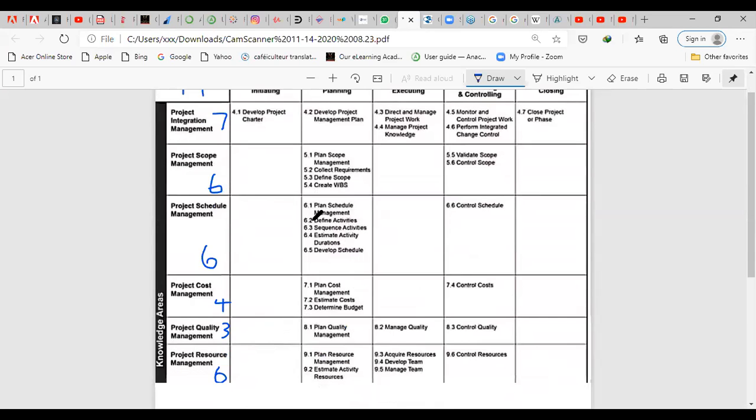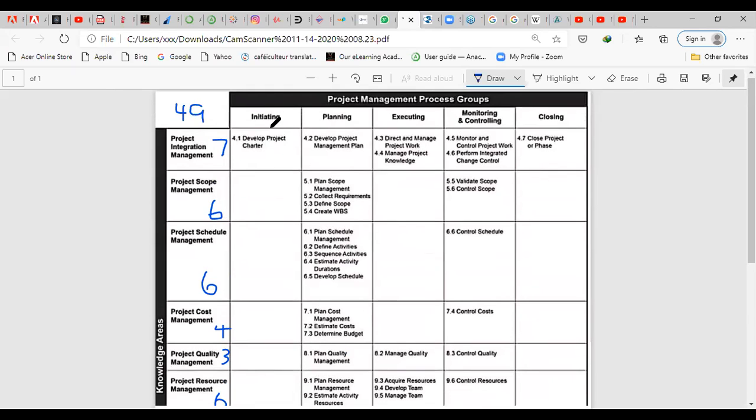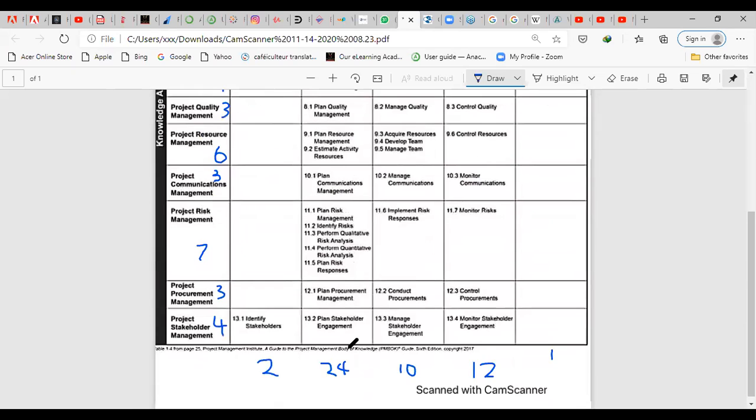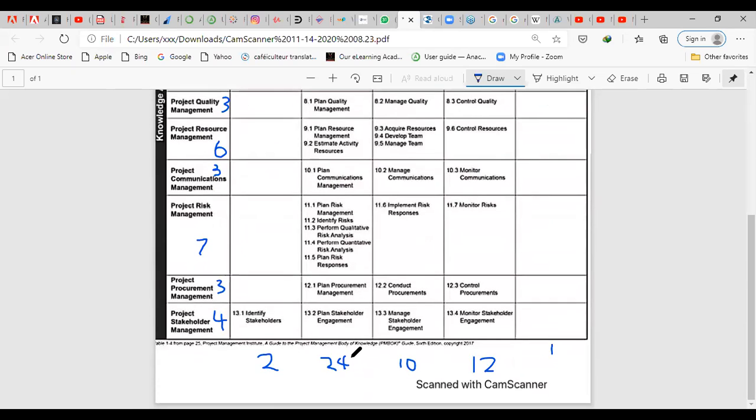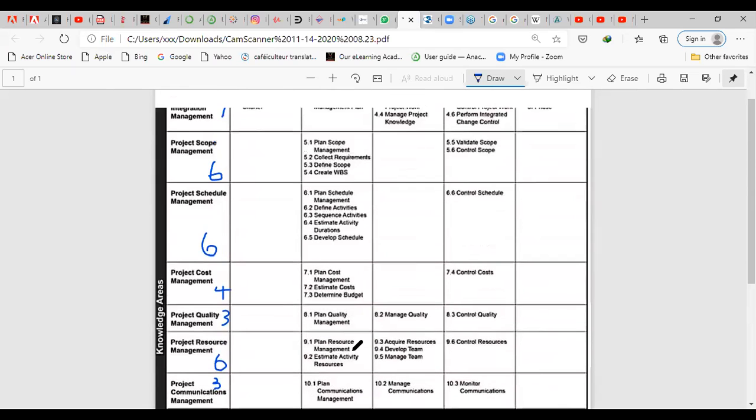So you see, all together, it's the same processes, but if we say we are looking at it along the knowledge areas, that's how we're going to do it. We'll take every knowledge area and look at the processes there. Then when we want to take it from the process groups, you pick the process group, then you take it also from there.